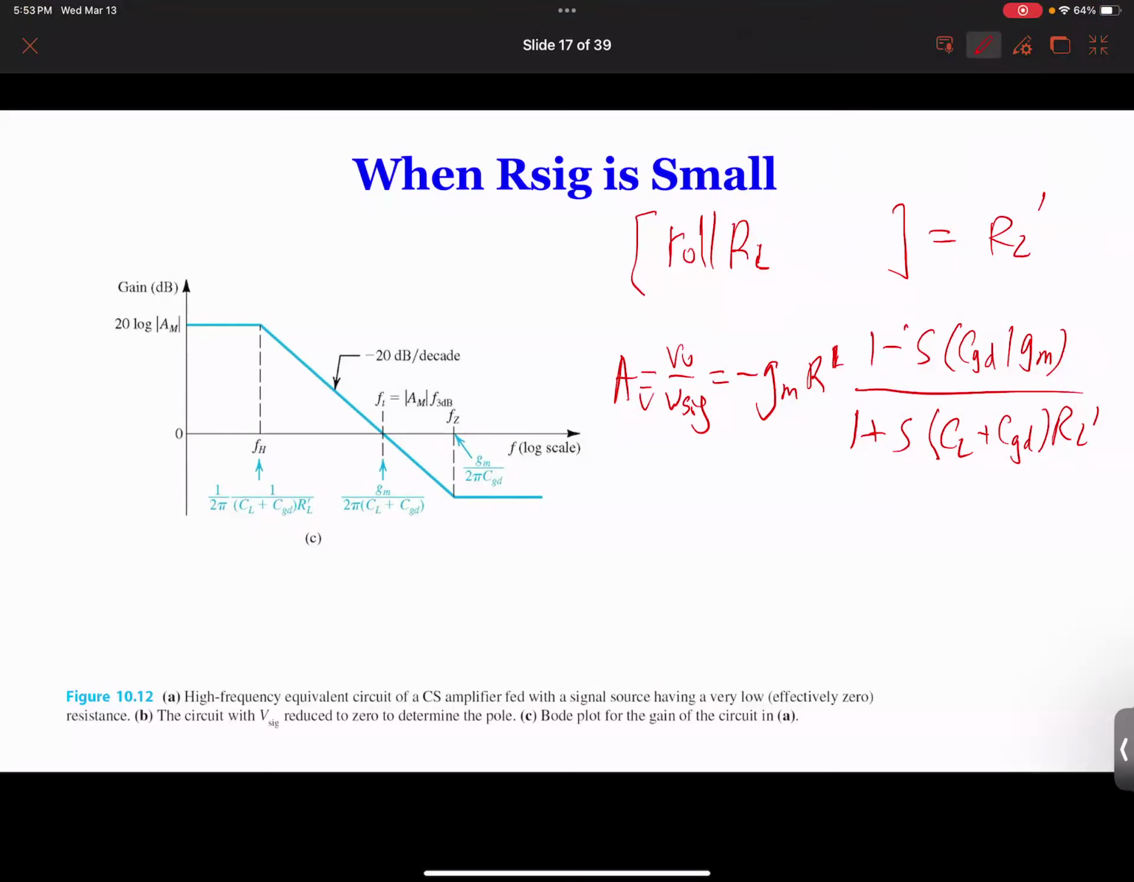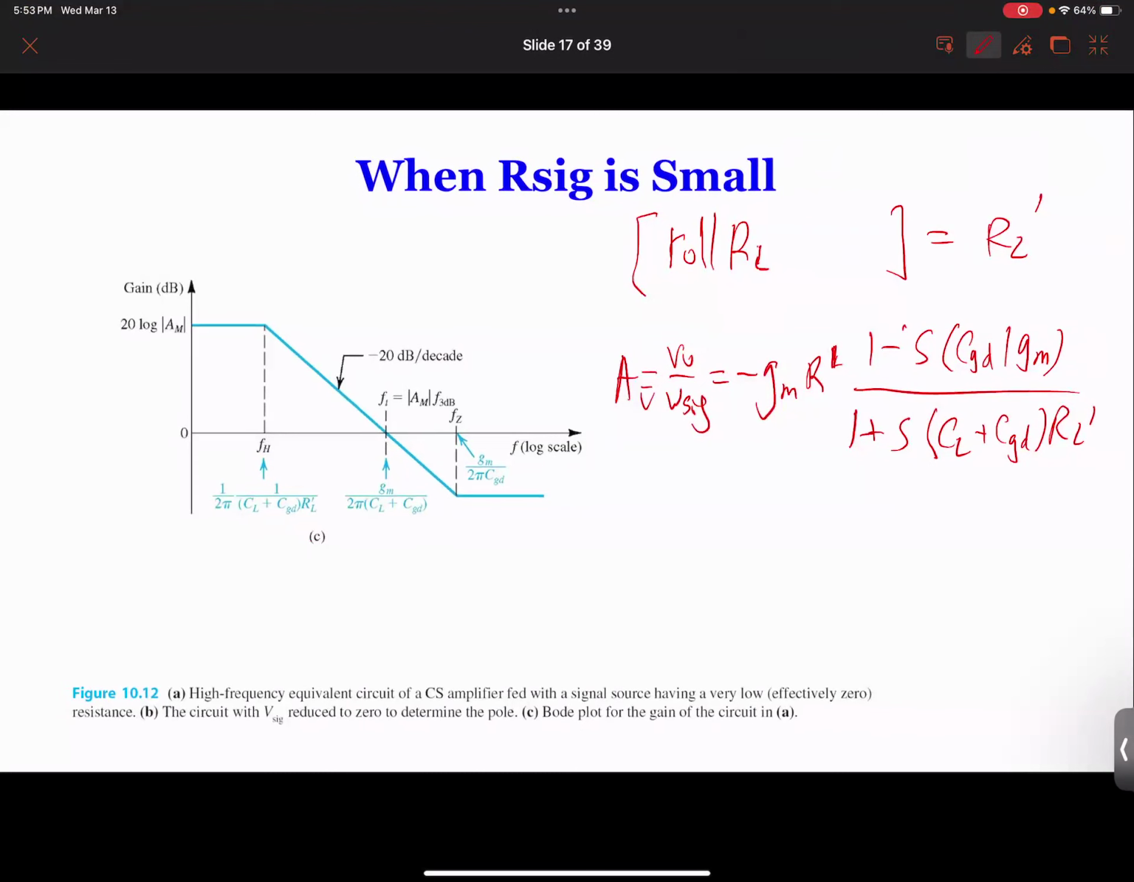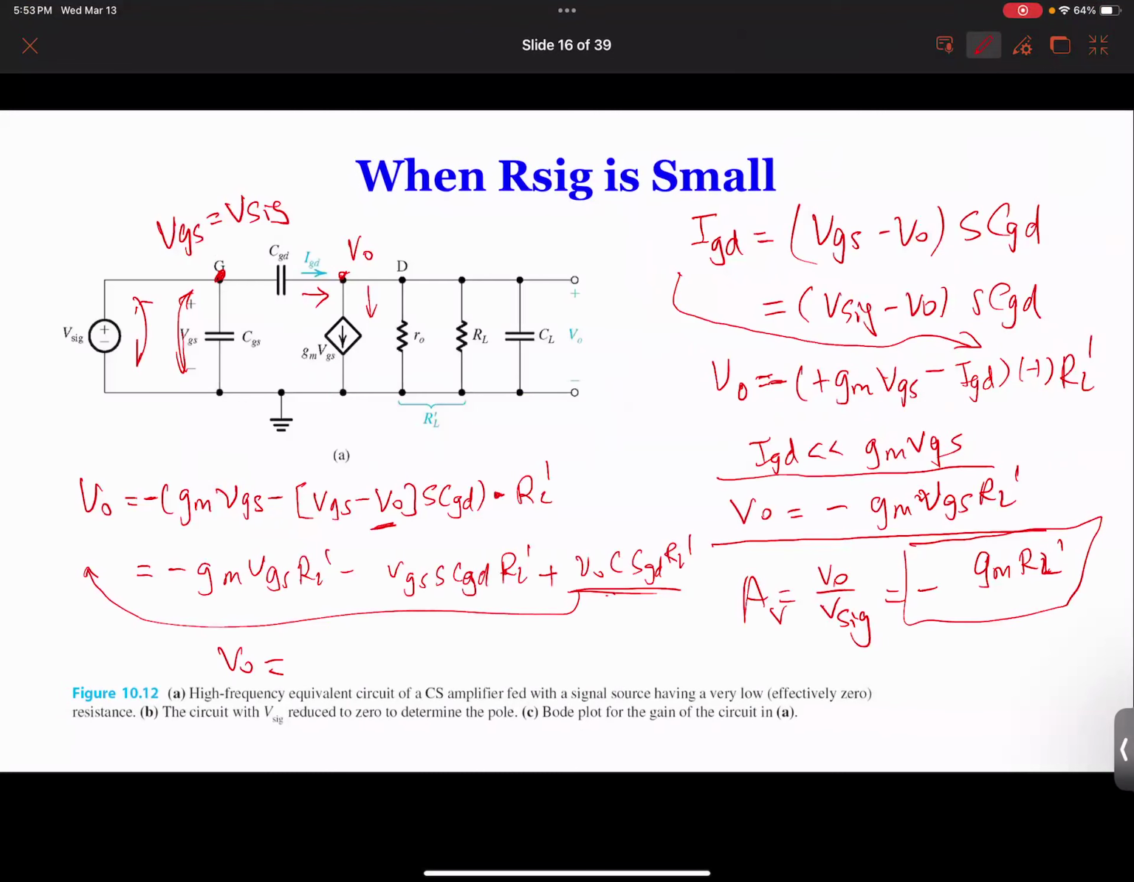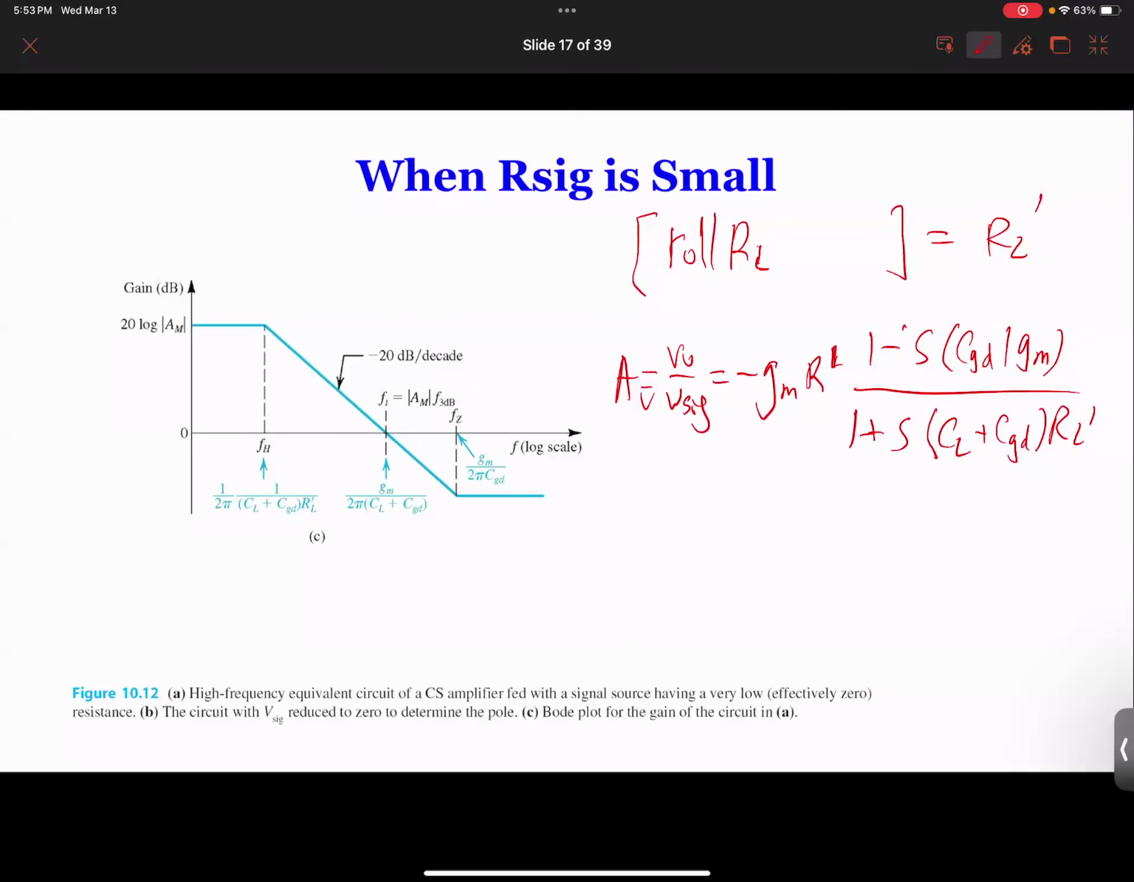But what I mean is that if you go back to the slide, if you replace this RL prime with that, you can get all the numbers here. In this case, RL prime is RO over RL. If you look at this equation, you probably understand why they have a CL over here, because eventually the output has something to do with CGD. If there's no CL, then the expression is a little bit different. But this expression tells you that you have 1 zero and 1 pole.